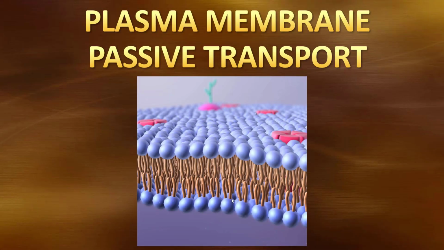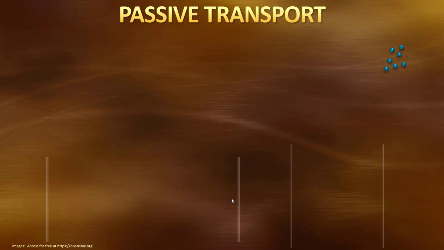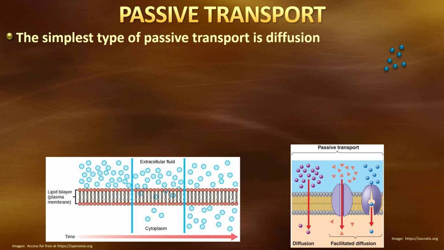Now we'll take a look at transport across membranes. First, we'll look at passive transport. Remember, passive transport means that the cell does not spend energy to move materials across this membrane. The simplest type of passive transport is diffusion.